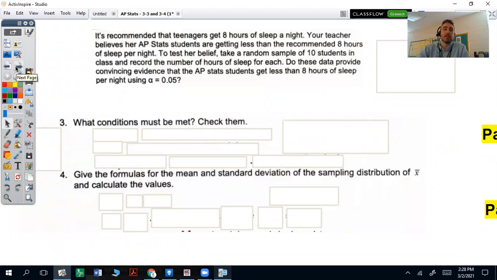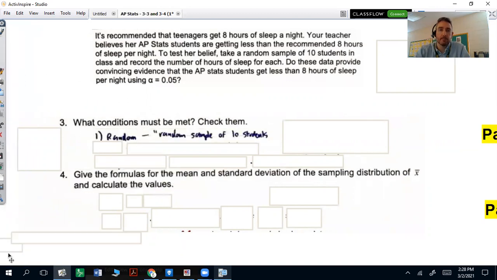All right, so what are our conditions? Well, you should know those 3 conditions by this point. Random. Do we have random? The problem says there was a random sample of 10 students. What's the next one? Right, 10%. Can we assume that our sample size of 10 is less than 10% of all AP Stat students? Of course it is.